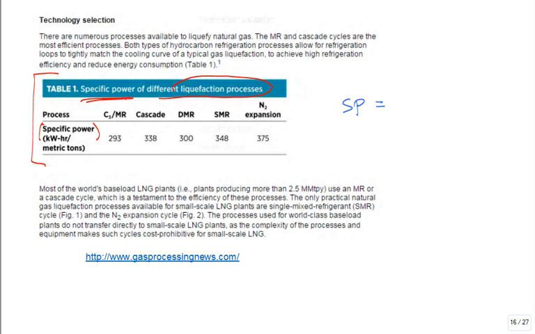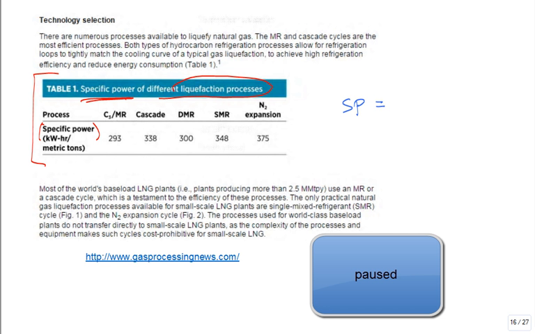I'm going to pause. I want you to write it down. I want you to struggle with it. Here's a table, very easy to understand. It's applicable to what you learned in this class. They're talking about the nitrogen refrigeration cycle. It's a Brayton cycle in reverse. So you write down what it is. I'm going to walk around.